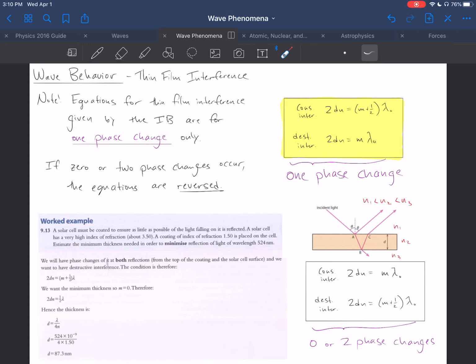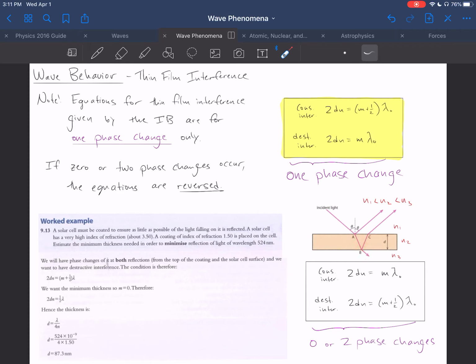This worked example describes a case of a solar cell which is being coated with a thin film to try to minimize the reflection of light. As a result, the coating is of index of refraction 1.5, and the solar cell itself is at a very high index of refraction of about 3.5. As a result, you get a phase shift at that first boundary just as before, but you also get a phase shift at the second boundary.